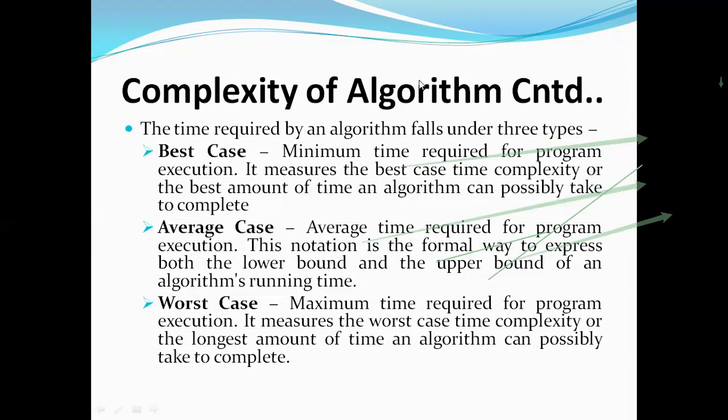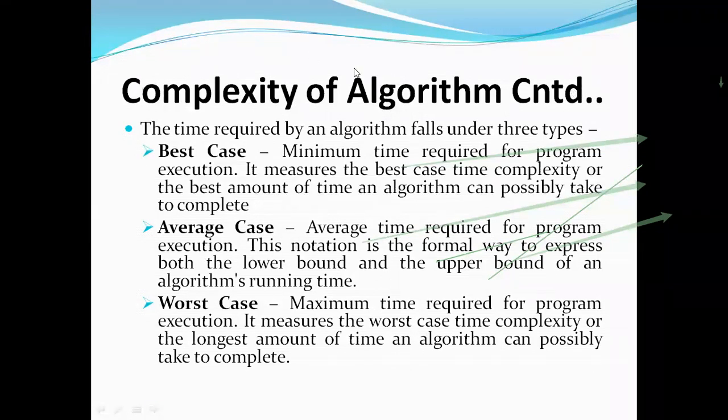So how can we measure the complexity? It can be measured with the help of best case, average case, and worst case. So the time required by an algorithm falls in three categories. Best case is the minimum time required for a program execution. Worst case is the maximum time required by a program for execution. And average is the average time required by a program for execution of the algorithm.